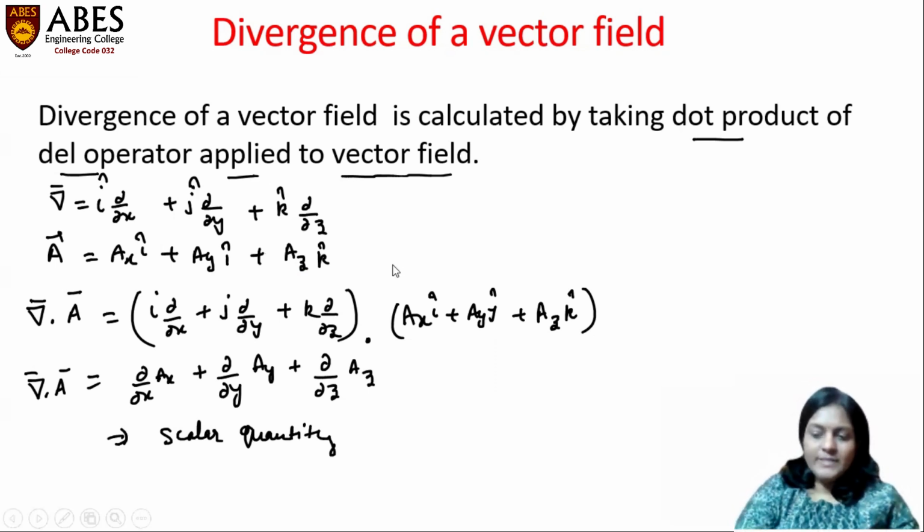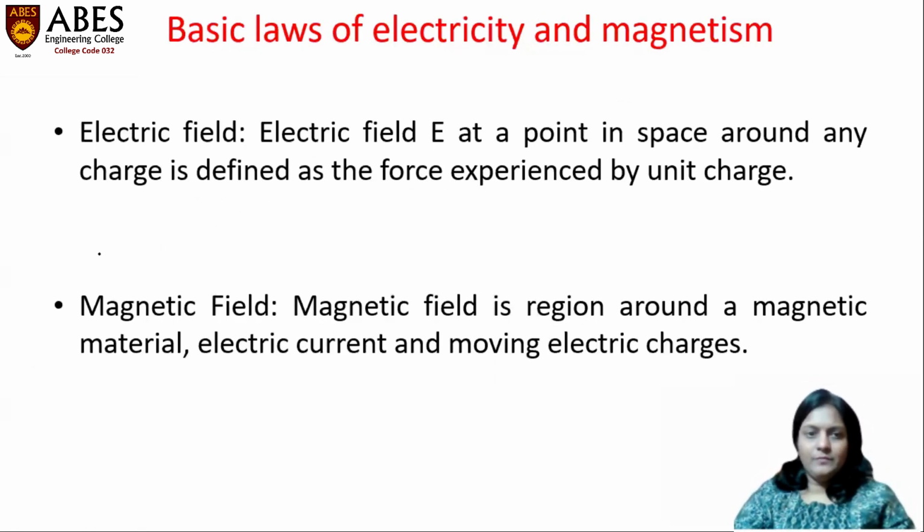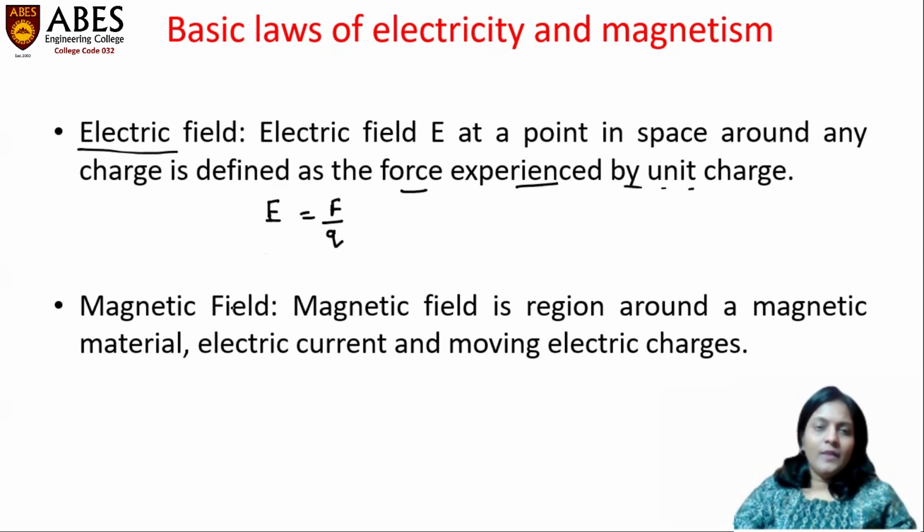Now I will discuss the basic laws of electricity and magnetism. First, electric field. Electric field E at a point in space around any charge is defined as the force experienced by unit charge. This is called electric field. Magnetic field is a region around a magnetic material, electric current, and moving electric charges. Magnetic field is measured in terms of Tesla.